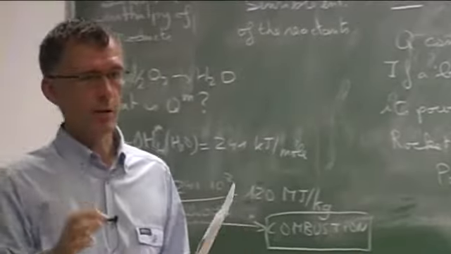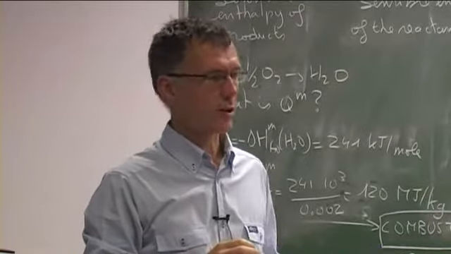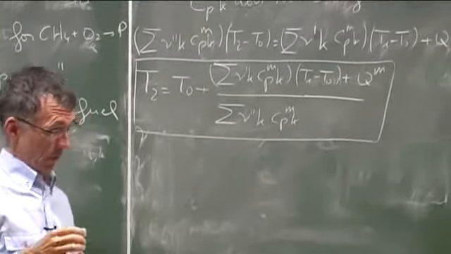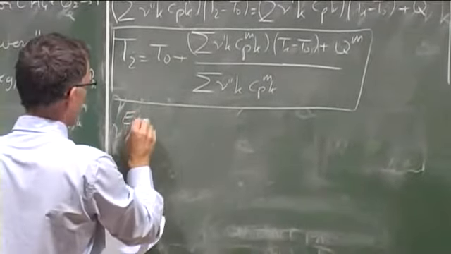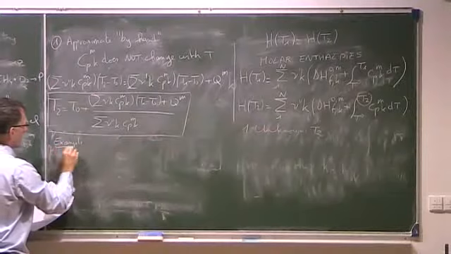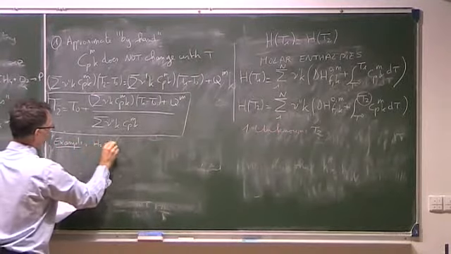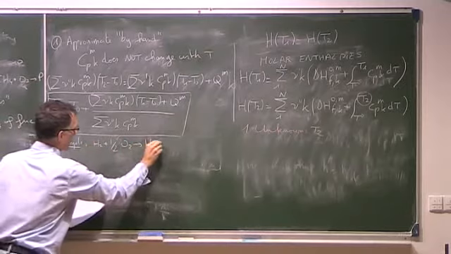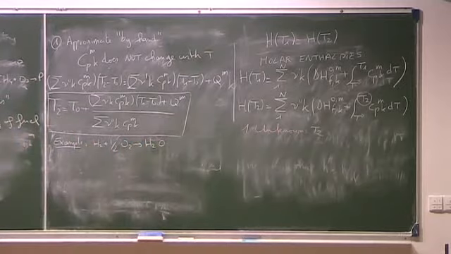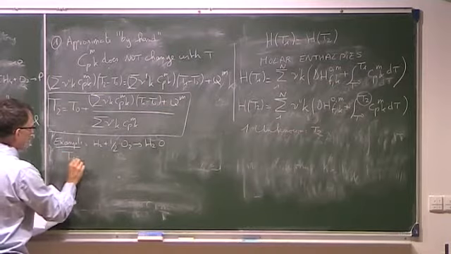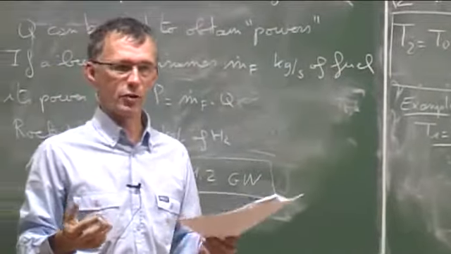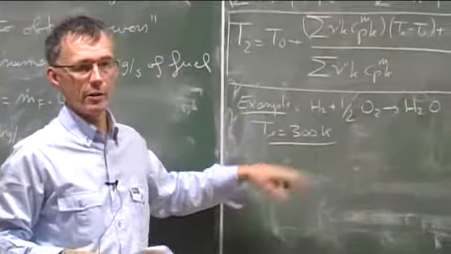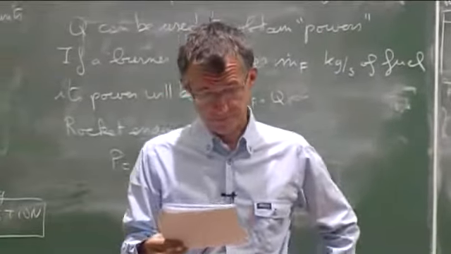In many theories we're going to use in the future, we're going to use this expression. It's correct if the temperature is not too large. Of course, if the temperature changes by a lot, then it can be a problem. So let's do an example. Again, H2 plus 1/2 O2 gives H2O. And suppose that T1 equals 300 K. So the question is, we take a stoichiometric mixture of hydrogen and oxygen at 300 K, we let it burn, what will be the final temperature?